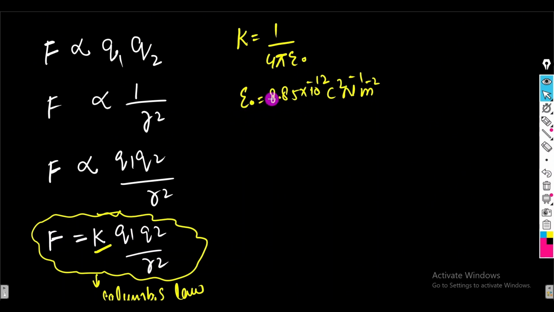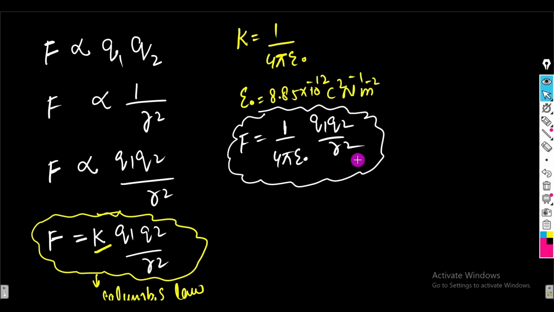So for vacuum, the permittivity of free space, epsilon naught, is equal to 8.85 multiplied by 10 raised to the power minus 12, with these units. So put this K value in the Coulomb law, so the Coulomb law becomes F is equal to, instead of K, 1 over 4 pi epsilon naught Q1 Q2 by R square. Okay, this is another simplification of the Coulomb law.